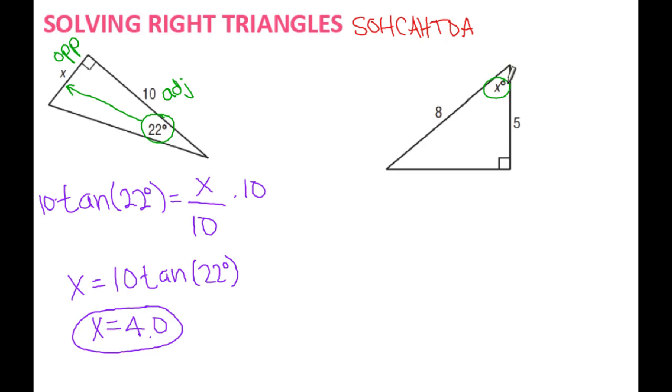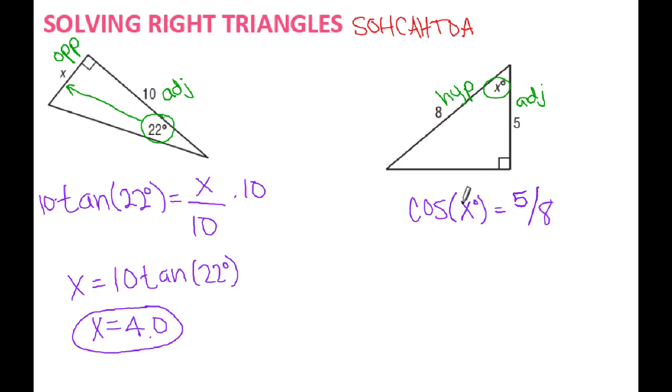So this side is right next to the angle, so there's my adjacent. This side is across from the right angle, so there's your hypotenuse. So you're looking for a trig function that uses the adjacent with the hypotenuse, and that's going to be cosine. So I have cosine of angle x equals my adjacent over the hypotenuse.